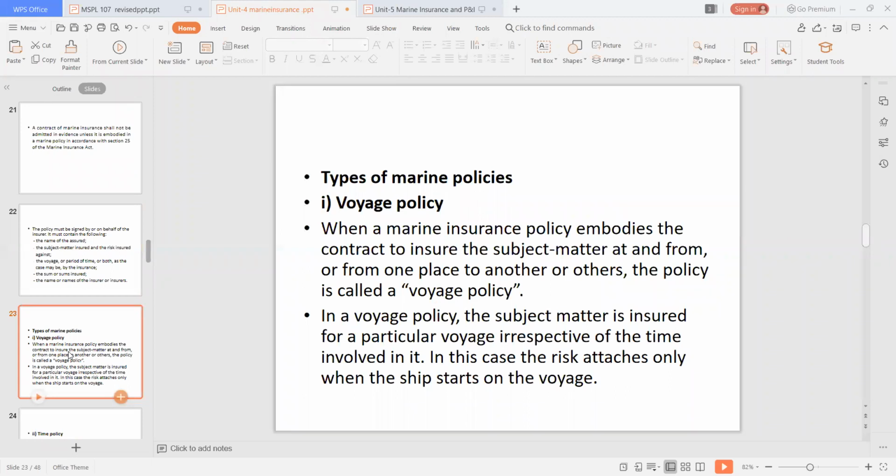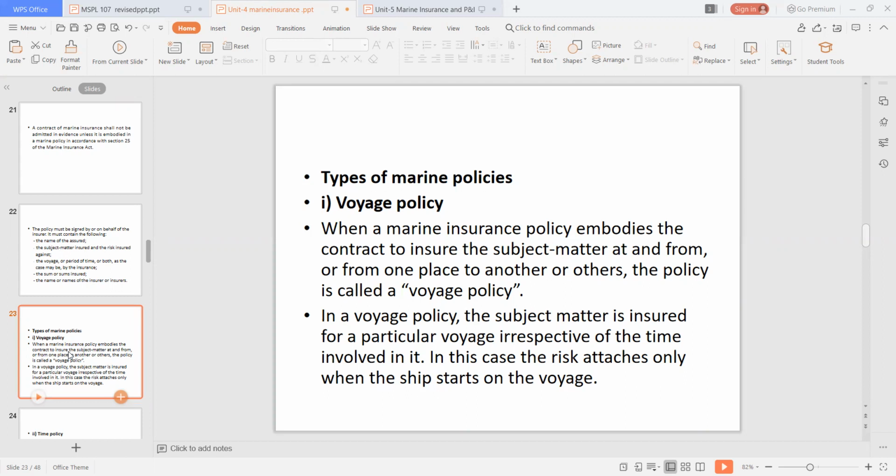Next, types of marine policies. First one is voyage policy. When a marine insurance policy embodies the contract to insure the subject matter at and from, or from, one place to another or others, the policy is called a voyage policy. What do you mean by voyage policy? In a voyage policy, the subject matter is insured for a particular voyage, irrespective of the time involved. In this case, the risk attaches only when the ship starts on the voyage.